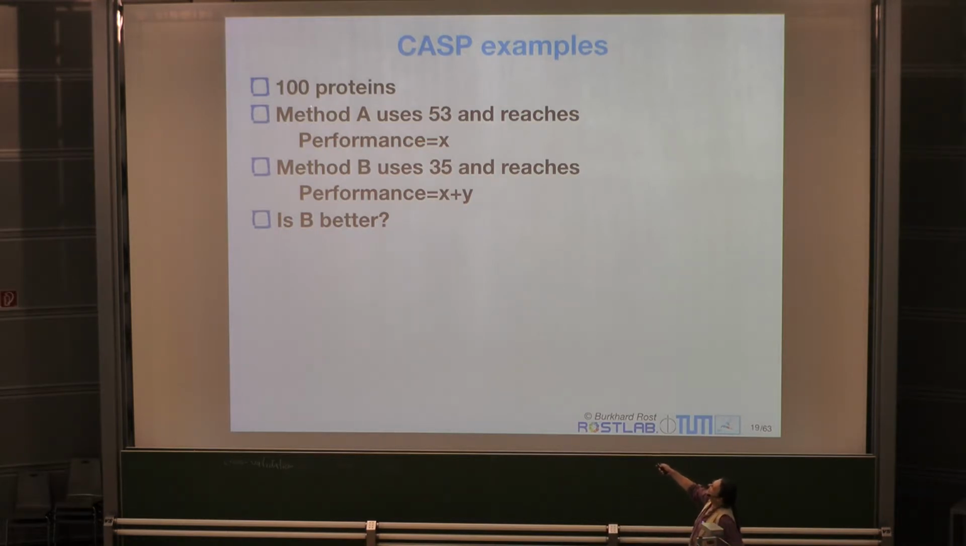Here's another problem. Say we have the situation in which method A uses 53 of these hundreds and gets a performance of X. And method B uses 35 and gets X plus Y. The question is, is B better? So Y is a positive number in this particular case. So we don't know. Indeed, X plus Y by my definition is larger than X. So in that sense, numerically the number is higher, but it doesn't use the same data set.